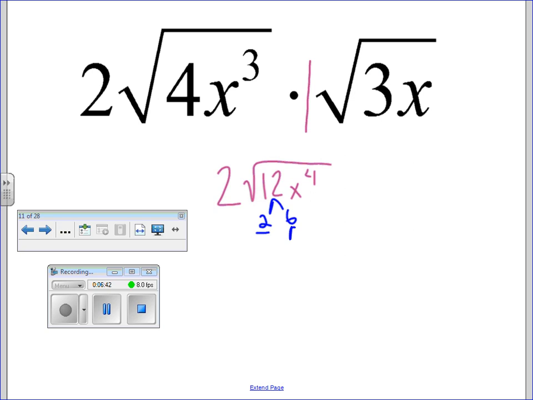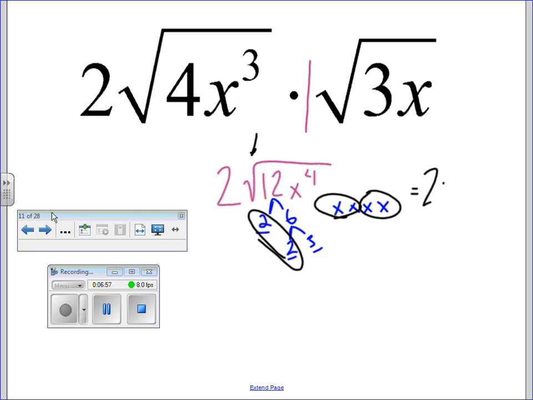2 and 6, 2 and 3, and then x, x, x, x. The rules of the game are pairs, 2 of a kind. So I see a pair of 2's and 2 pairs of x's. Now what's already outside? There's a 2 already outside, and I'm taking out a 2, an x, and an x. What's left inside is the square root of 3. Now clean it up, and you end up with 4x squared square root of 3.